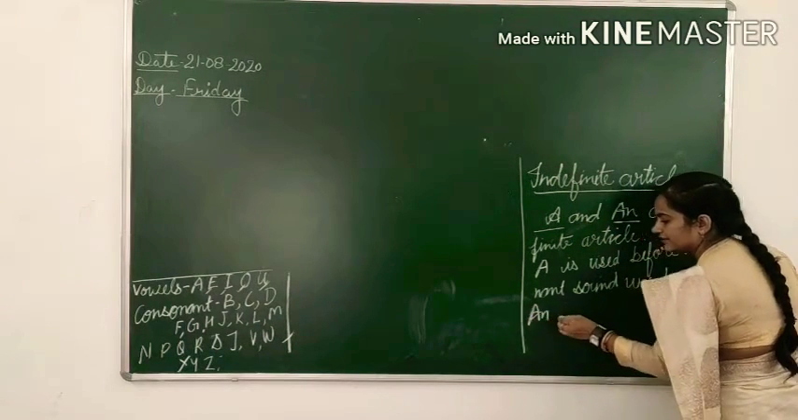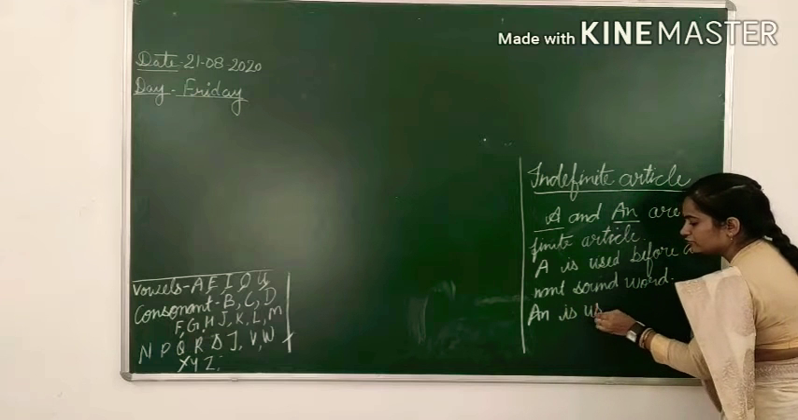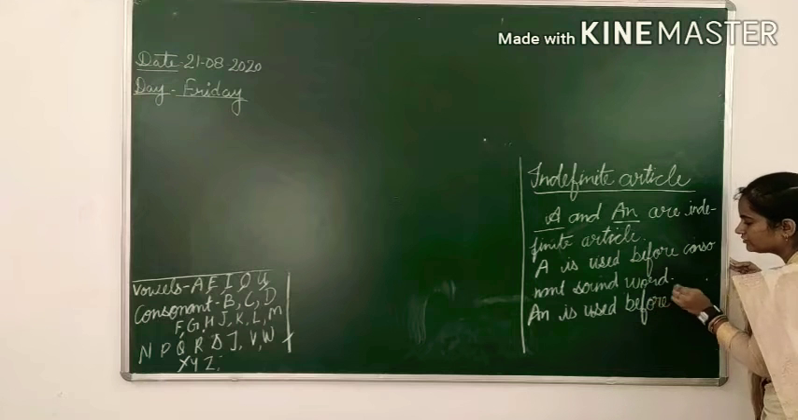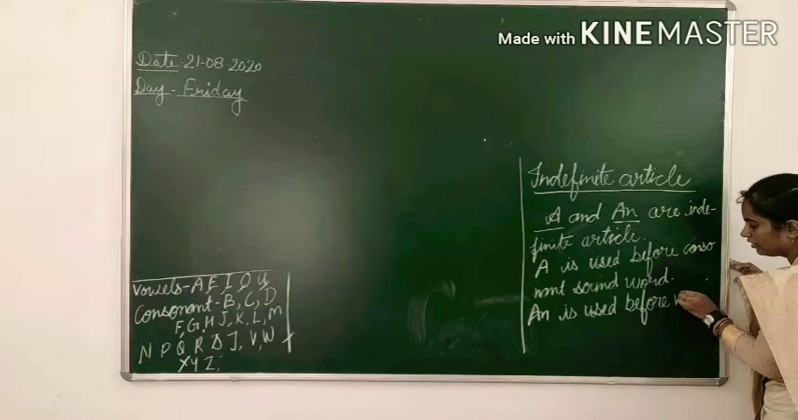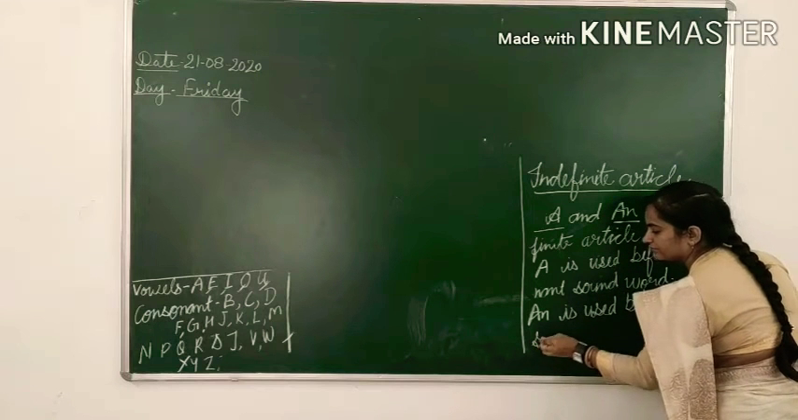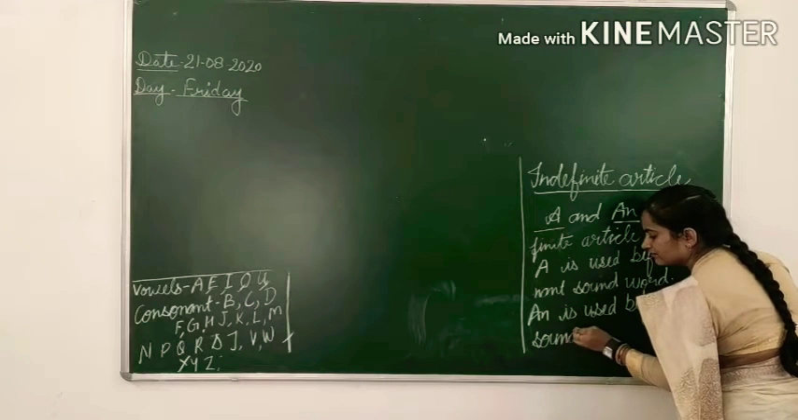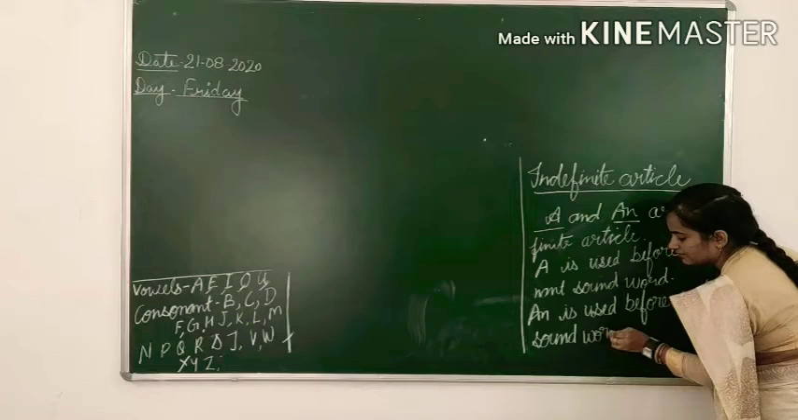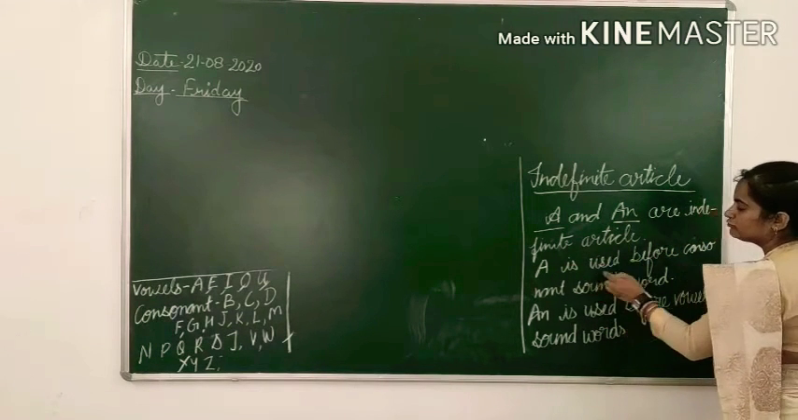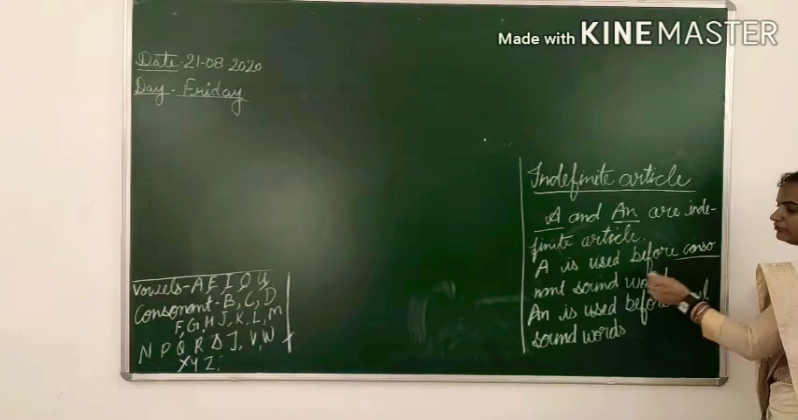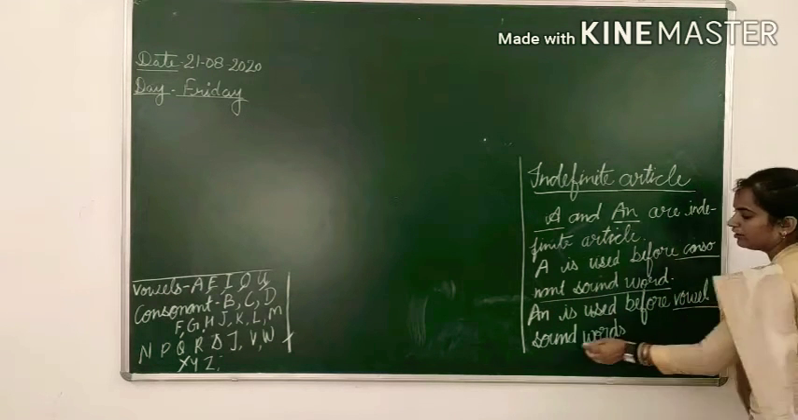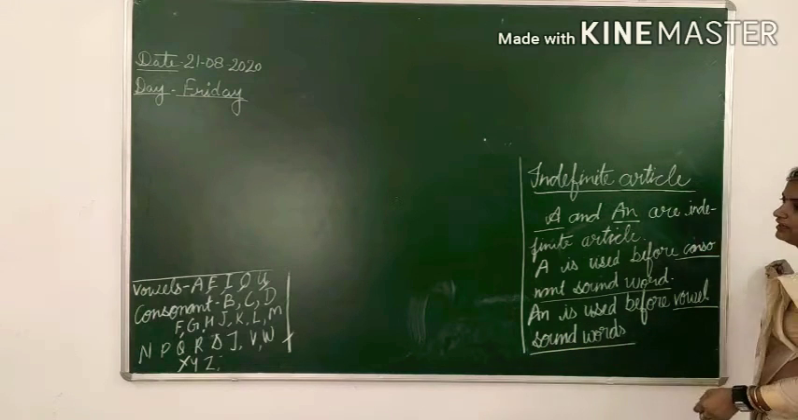An is used before vowel sound words. A is used before consonant sound word, and an is used before vowel sound word.